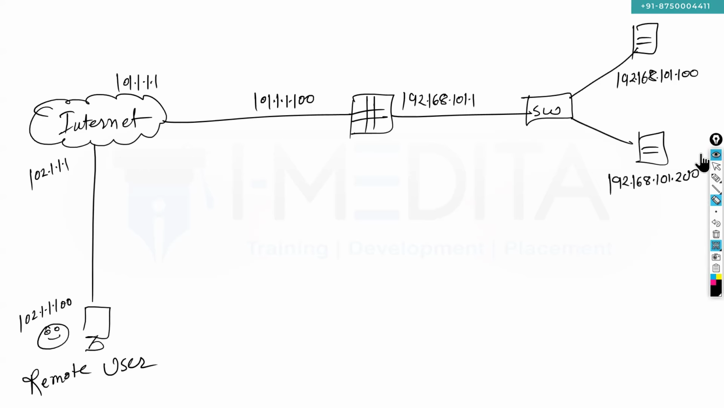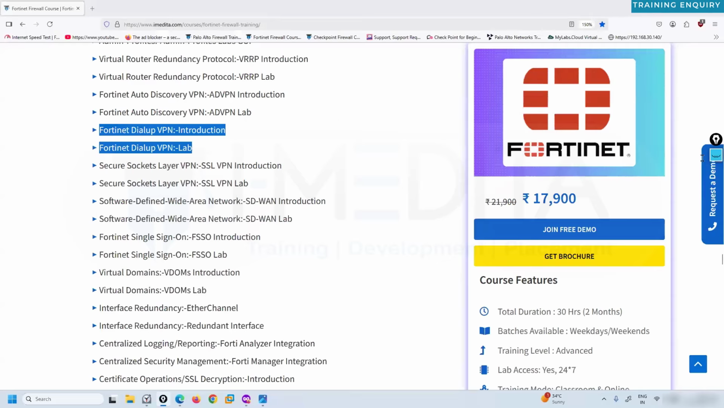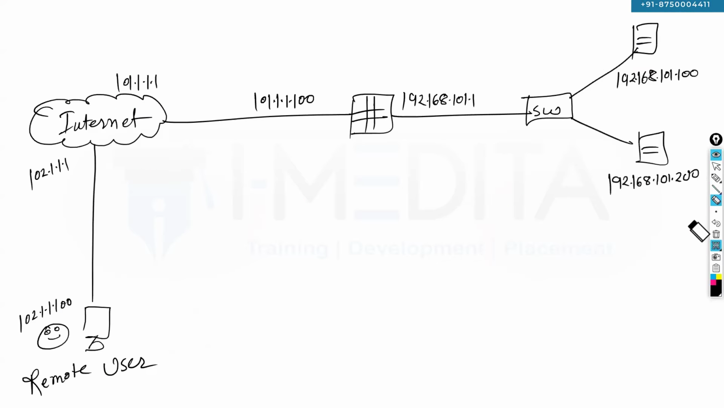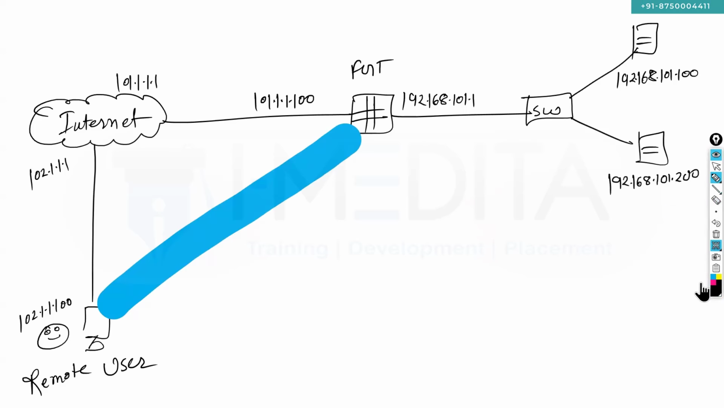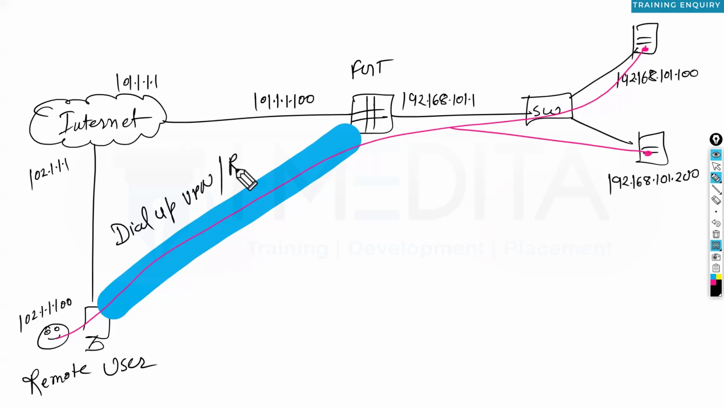To access it, we will deploy a dial-up VPN here. So a VPN will be configured between the PC and the firewall. With this VPN tunnel, the user will establish a VPN tunnel with the FortiGate firewall, and using this tunnel, this remote user can communicate with internal resources of a company. This VPN solution is called dial-up VPN, or we can call it remote access VPN.